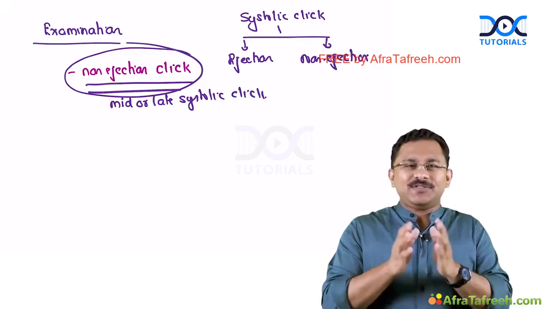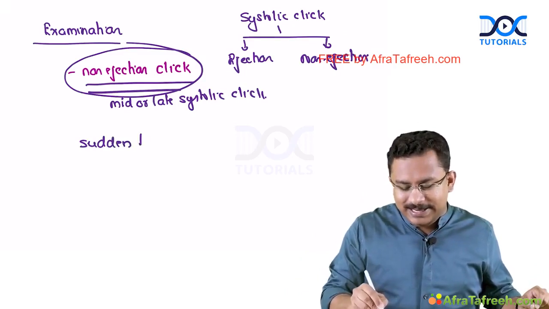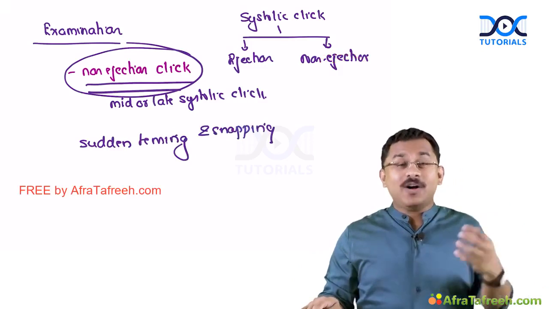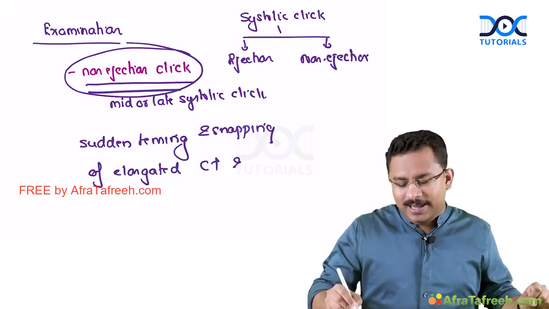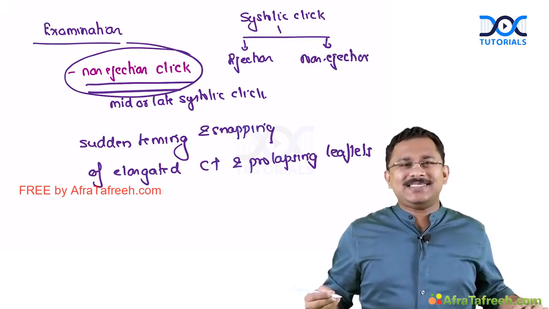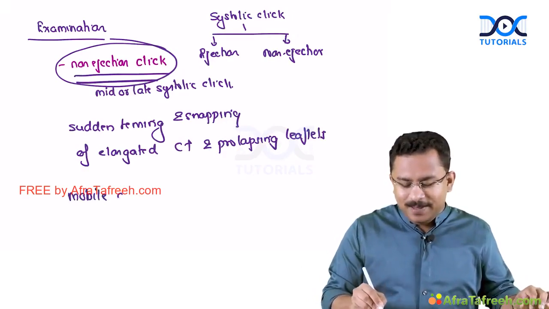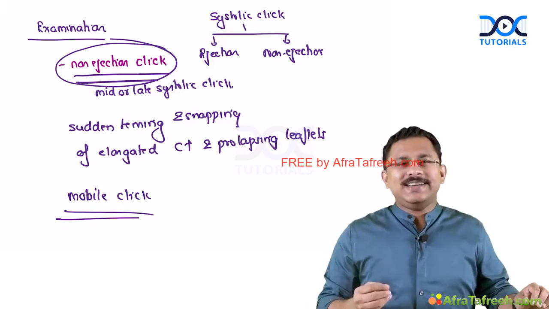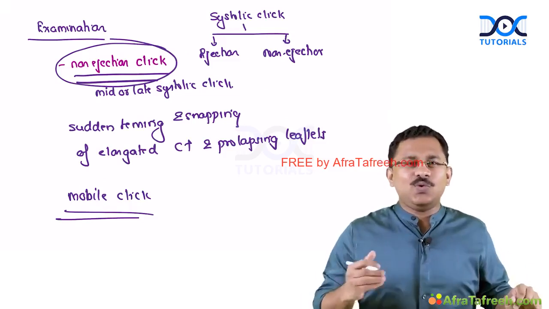See, what happens is during systole, there is a sudden tensing and snapping. Snapping means there is a sudden break of the elongated chordae tendineae and the prolapsing leaflets, and this is what is responsible for the non-ejection click. Remember, it's a mobile click. What do I mean by a mobile click? Mobile click means the timing of the click can vary with certain maneuvers that alter the left ventricular volume. So that is what we are going to see very soon.